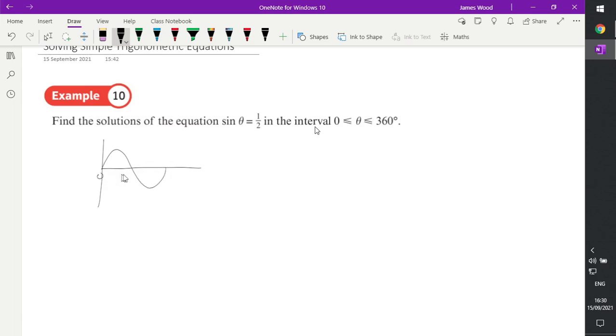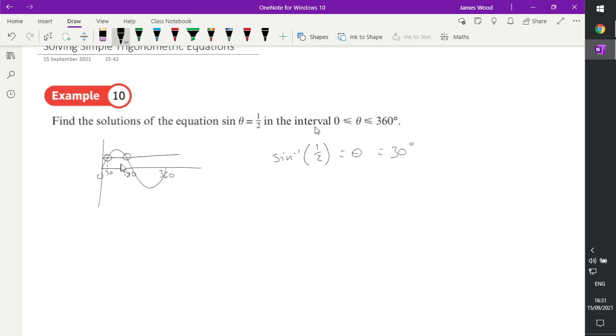Okay, so there's 0, 180, 360, equals a half. So we're drawing a line at y equals a half and seeing where they intersect. There's one solution here and one solution here. To find your first one, you can use your calculator. So you can do inverse sine of 1/2 to give me theta, which would give me 30 degrees. So that's the first answer here. That's what this would read off on the graph, 30.